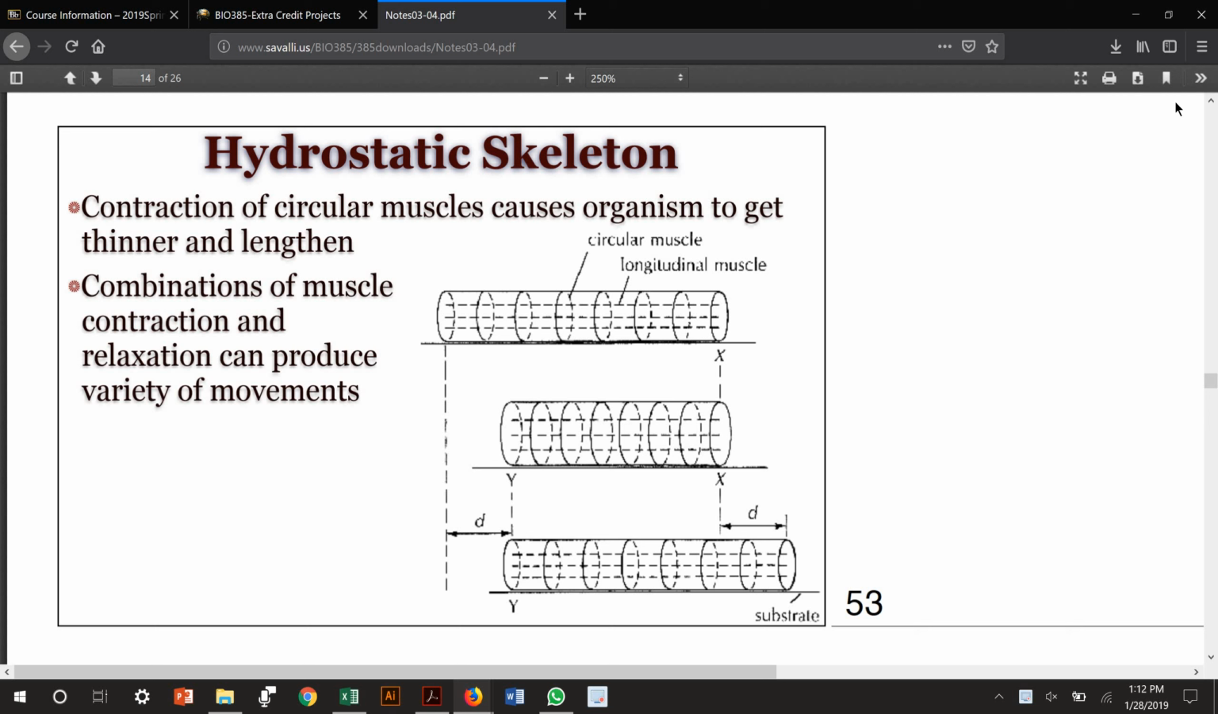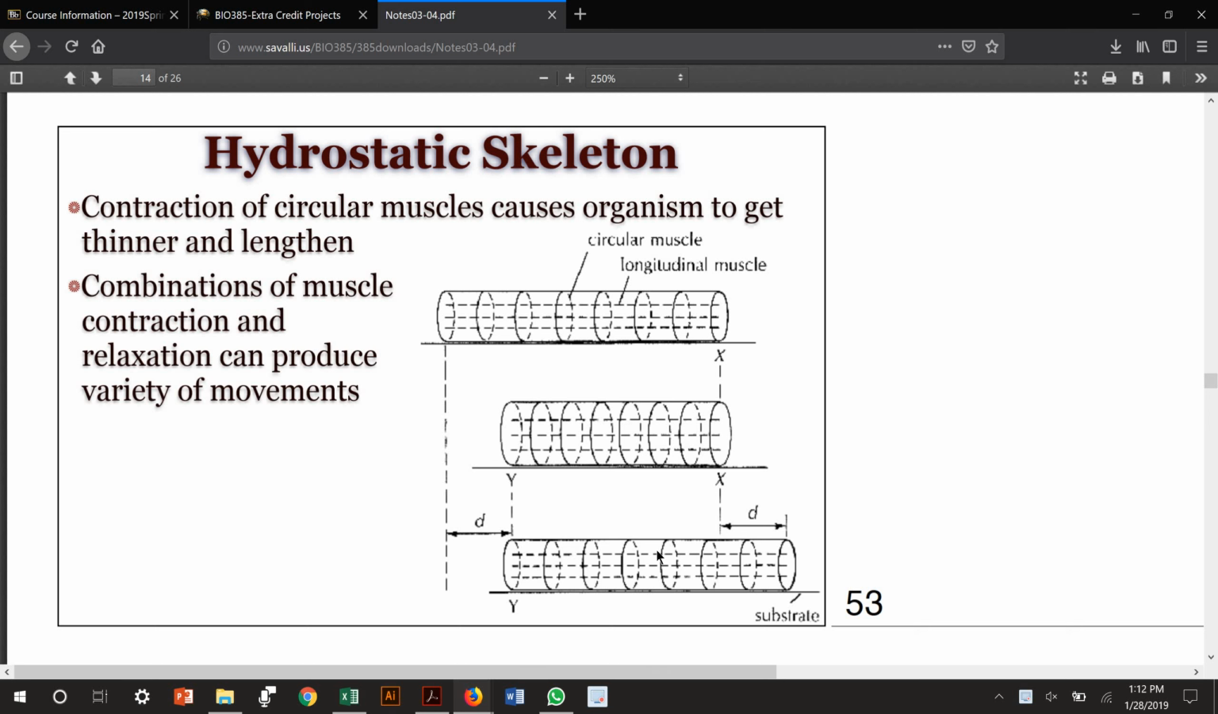And so many animals that have longitudinal muscles also have circular muscles as well. Circular muscles wrap around the animal, and when those muscles contract, they squeeze down, they make it narrower, they tighten like a belt, and that means that the fluid gets pressed out in either direction. So when you contract these muscles, you extend the length, it gets narrower but longer.